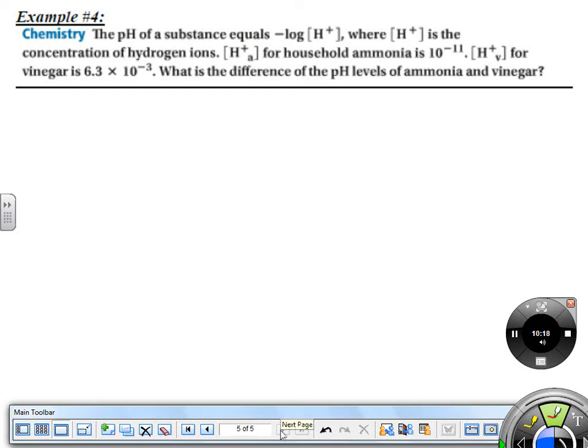All right, so the last problem is a word problem related to using logarithms. So it says the pH of a substance equals negative log H plus. And some of you may have better knowledge than I do at this moment of this notation. Then it tells me what it is. It says this is the concentration of hydrogen ions. So hopefully it will tell me what that is.